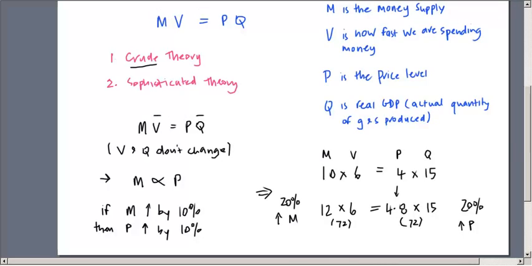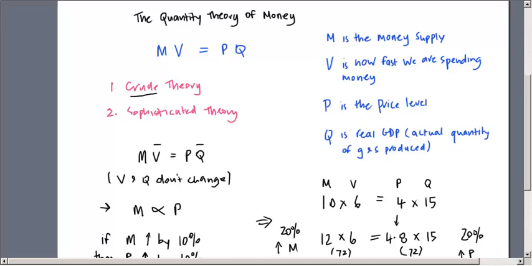Let's have a look. The second one is the sophisticated theory. Now the sophisticated theory is just this one here. You go back to the original equation, and it says that all of those elements are variable. So the sophisticated theory says M, V, P and Q can all change, which makes sense.